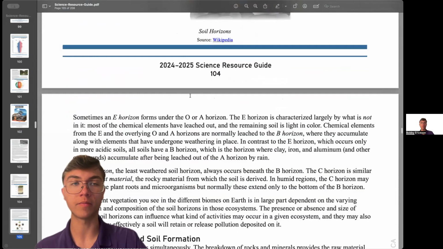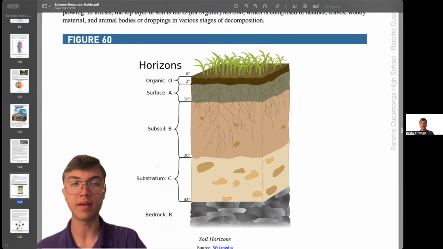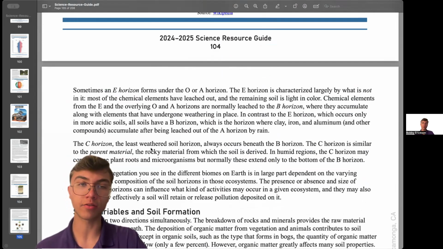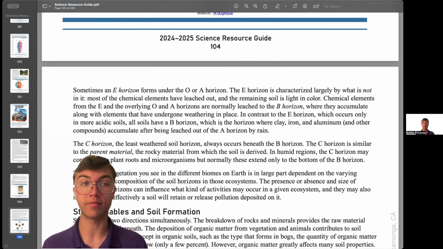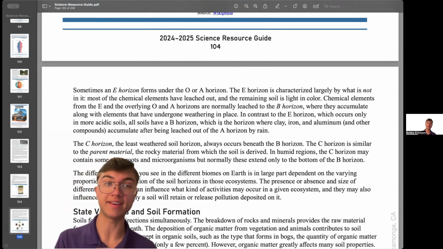which makes it more suitable. Sometimes there's an E horizon under the O or the A horizon. So sometimes E can be either below O or below A here. And it's usually characterized by what's not there. All the chemical elements pretty much, or most, have been leached out, so they've left that type of soil and so it leaves it a very light color.